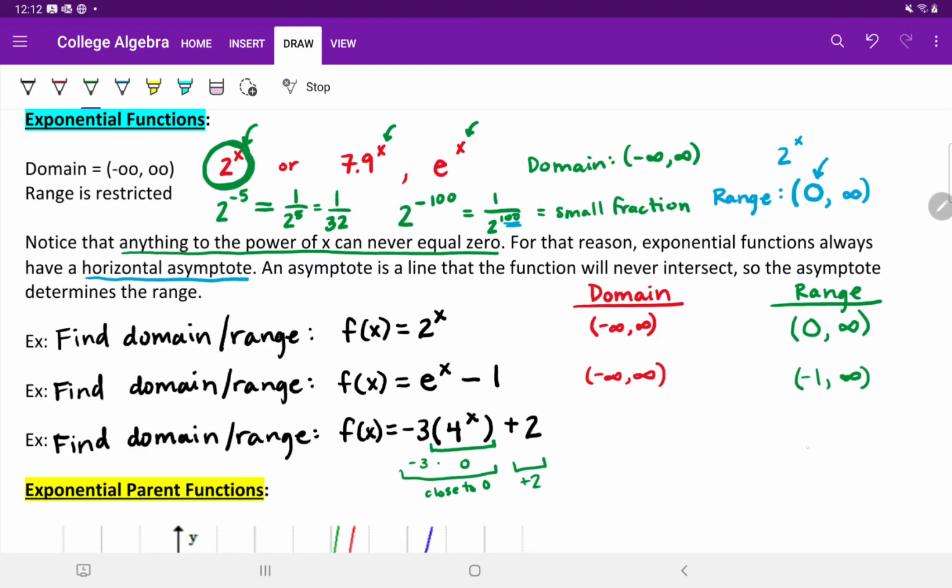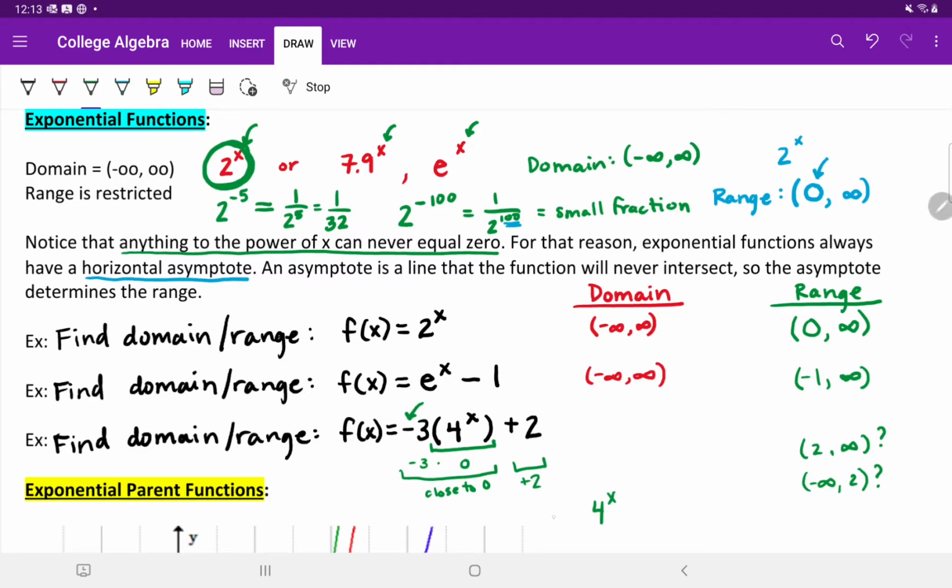Now, we have to consider, are we looking at a 2 to infinity, or are we looking at a negative infinity to 2? The reason I ask that question is because this example starts with a negative. We're going to address this in just a moment, but you have to think back to parent functions. A parent function, like 4 to the x, would have a range from 0 to infinity.